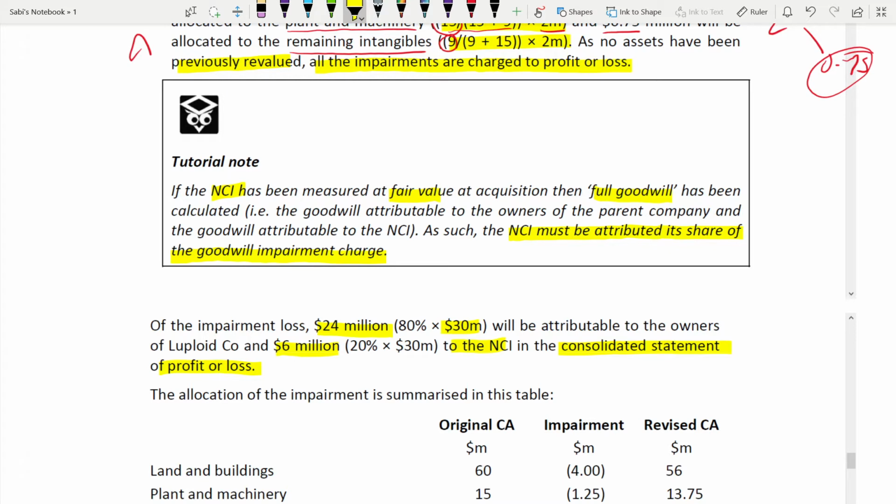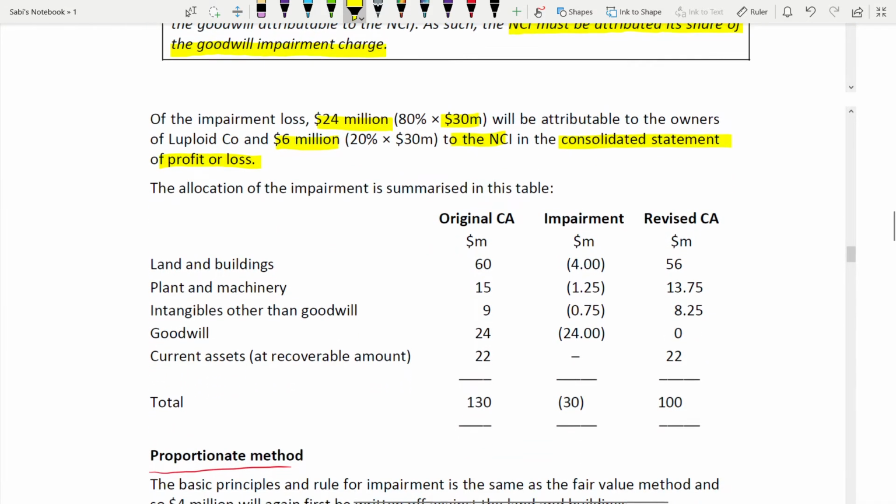Because whatever impairment goes to the NCI or the parent will be there in the consolidated statement of profit or loss separately. That's why you have to separate it out. Now finally, this is the final table after you do all your calculation. Let's just see how they have presented it. This makes your work very neat, very easy to compare, and easier. You are making life easier for the examiner actually to give you marks.